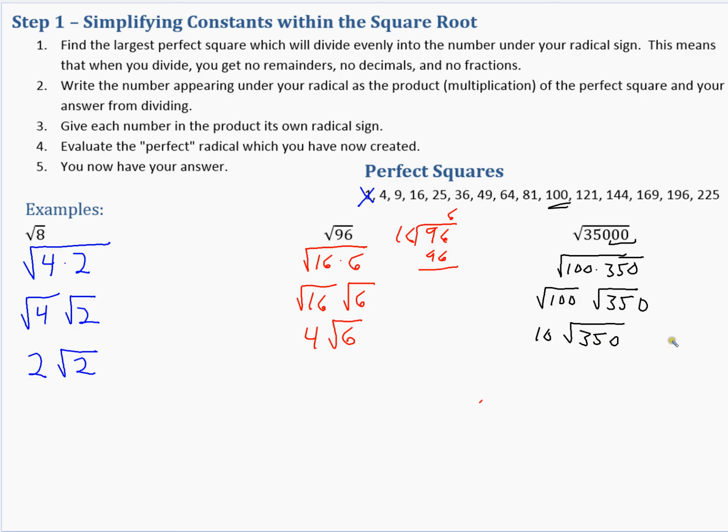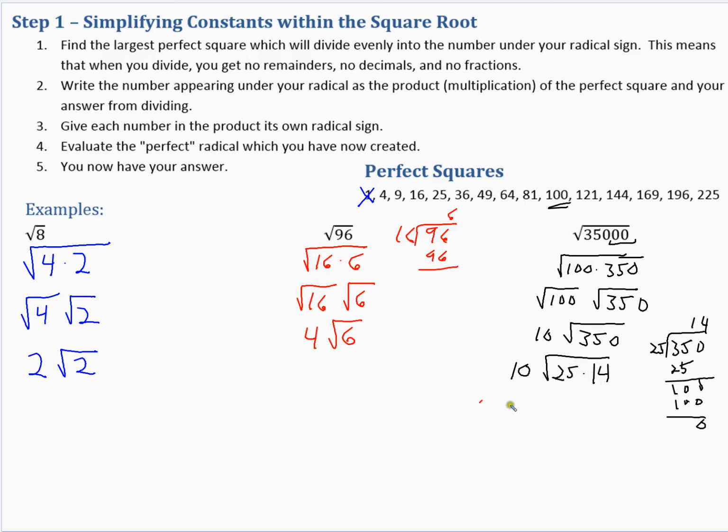So 350, a little work off to the side. Divided by 25, this is 1, and so we get 14. And so I know that I can split this up. So I still have the 10. Don't lose that or drop that. Times the square root, and 350 we can write as 25 because that's a perfect square, times 14.